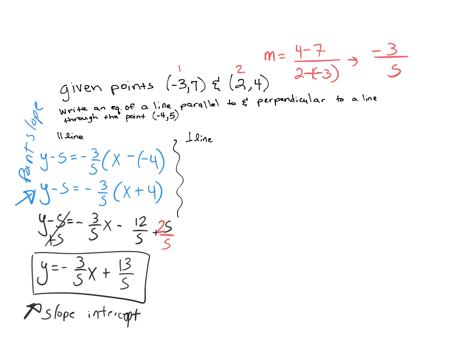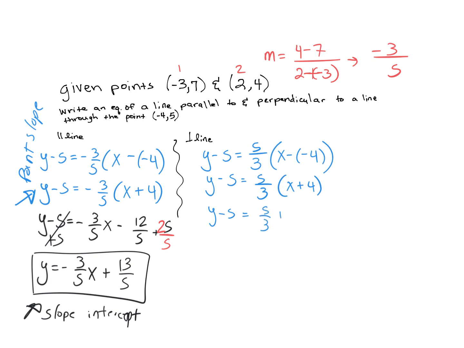We're going to do the exact same thing for the perpendicular line. So we're going to do y minus 5 equals, now the negative reciprocal is going to be positive 5 over 3. X minus -4. This is going to become y minus 5 equals 5 over 3 x plus 4. So y minus 5 equals 5 over 3 x plus 20 over 3. I'll then go ahead, again, this is fine for point slope.